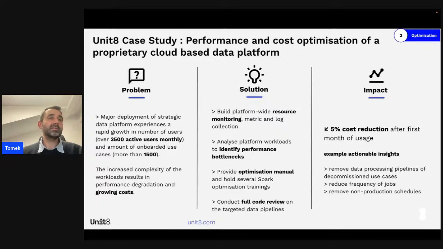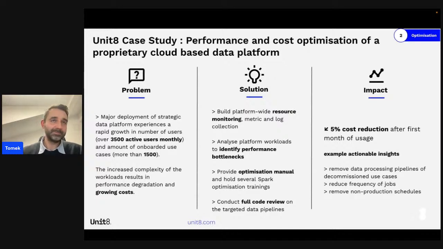But I think the most interesting part is actually something I mentioned earlier. You can read insights from your platform, and by analyzing the data, you can often find low-hanging fruit, things that you can disable on the spot, and you're reducing your cost. And with this particular example, after the first month of users, so very quickly after onboarding the tool, a lot of things were removed, and cost went down by 5%. And this is still going on.